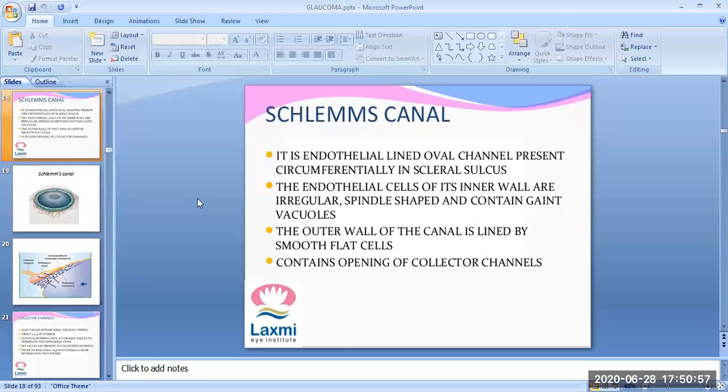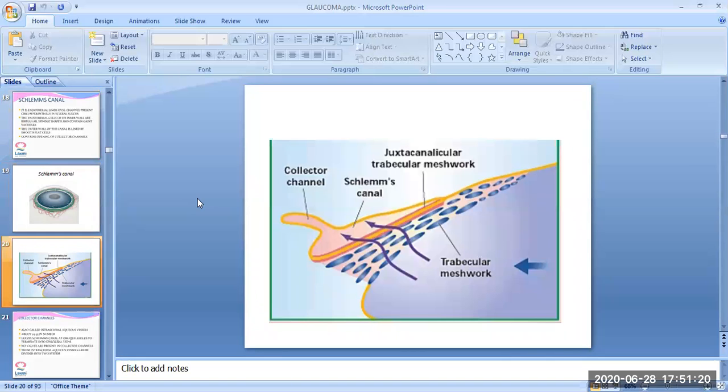The endothelial cells of its inner wall are irregular, spindle-shaped, and contain giant vacuoles. The outer wall of the canal is lined by smooth, flat cells and contains the openings of collector channels. Here, the aqueous humor will flow from the trabecular meshwork to the Schlemm's canal, then it will go to the collector channel.